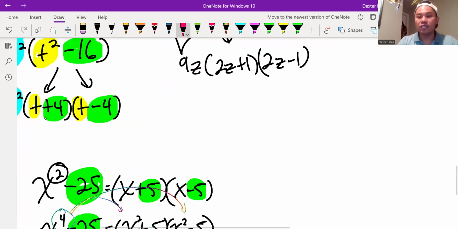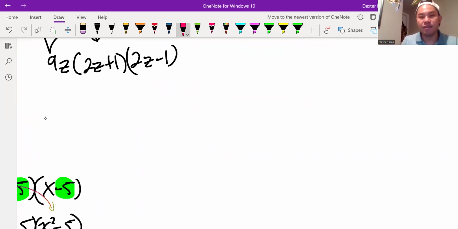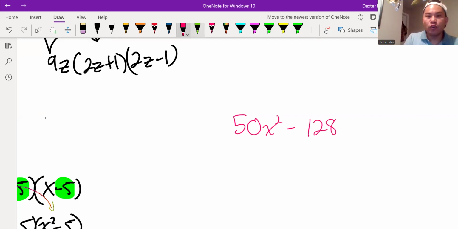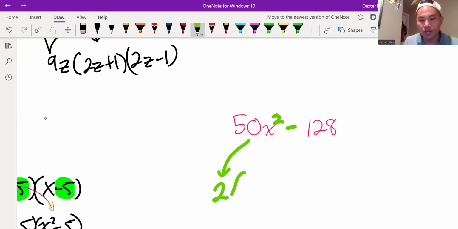Or here's another example. Let's say I have 50x squared minus, I don't know, 128. Now, you already can feel something here, that to get the difference of two squares, I can pull out a 2, and that gives me 25x squared.